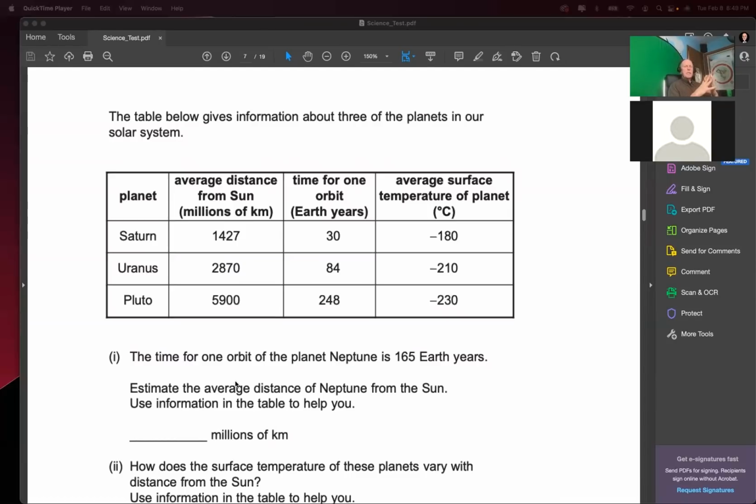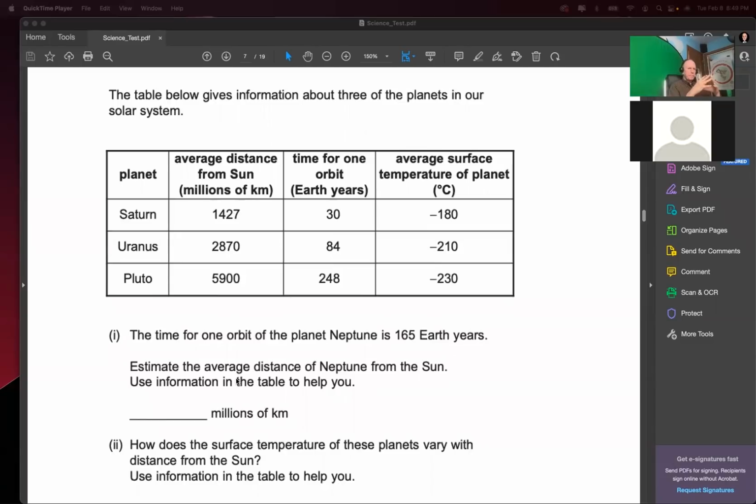The table below gives information about 3 of the planets in our solar system. Okay, we have the planet Saturn, Uranus, and Pluto. We have their average distance to the sun, the time for one orbit in Earth years, and the average surface temperature. Can you read those figures okay? Yeah. Okay.